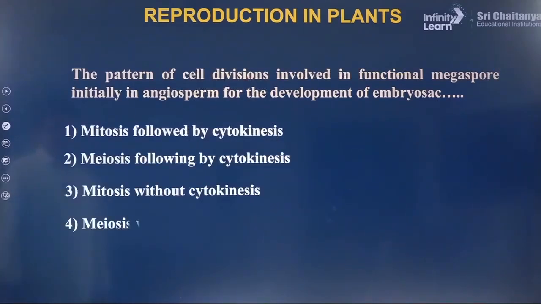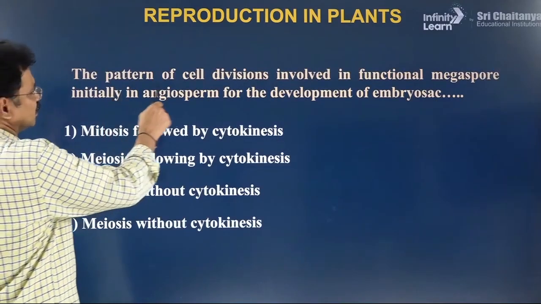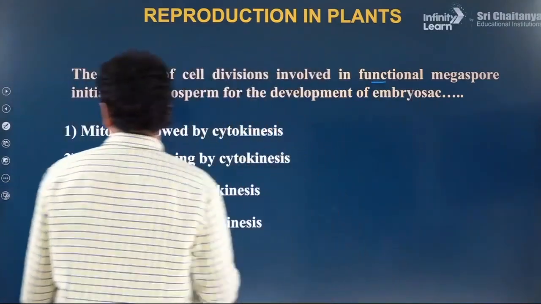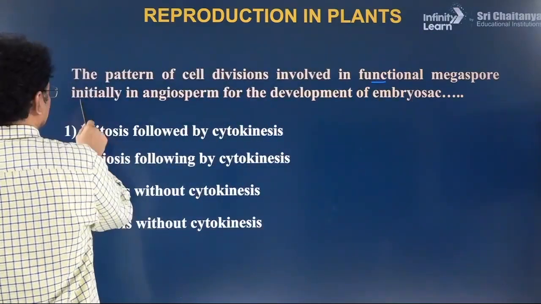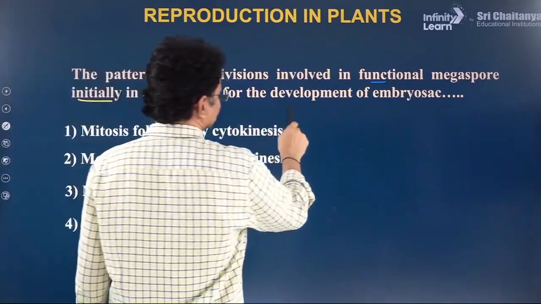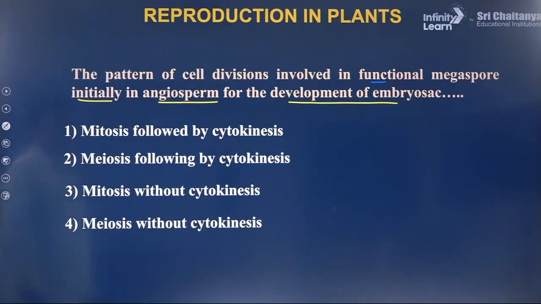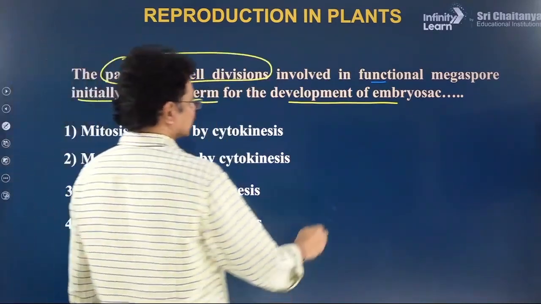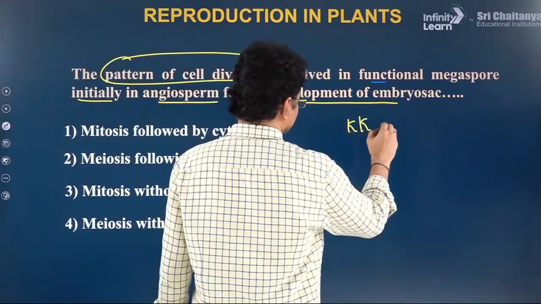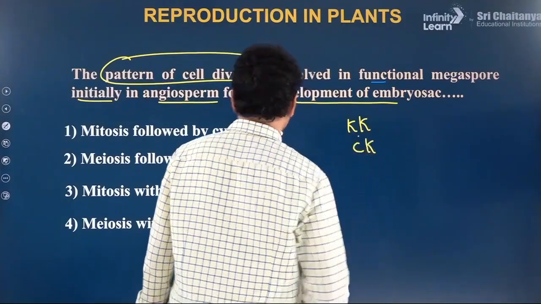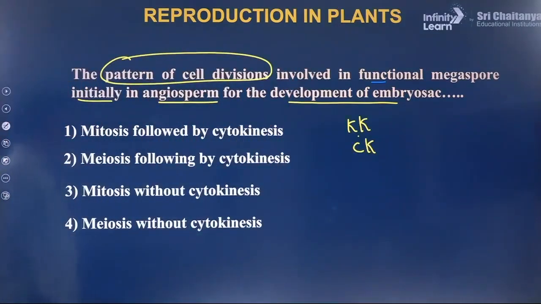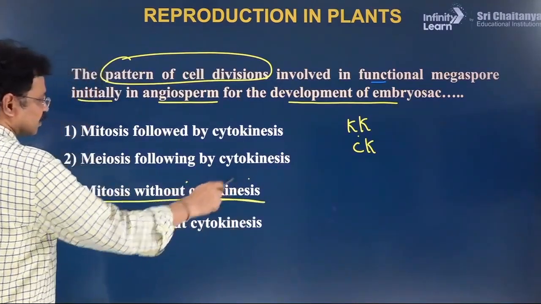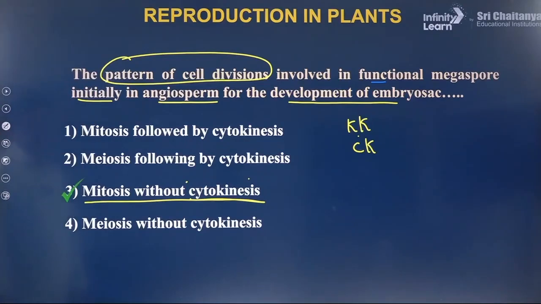Next. Answer for this question. The pattern of mitotic cell division involved in functional megaspore, initially in an angiosperm, for the development of an embryo sac. What kind of cell division pattern is there? In mitosis, 2 phases of cell division are there. One is the karyokinesis, another one is the cytokinesis. Answer for this question. Yes, mitosis without cytokinesis. Only karyokinesis occurs without following cytokinesis. Third option is right answer.